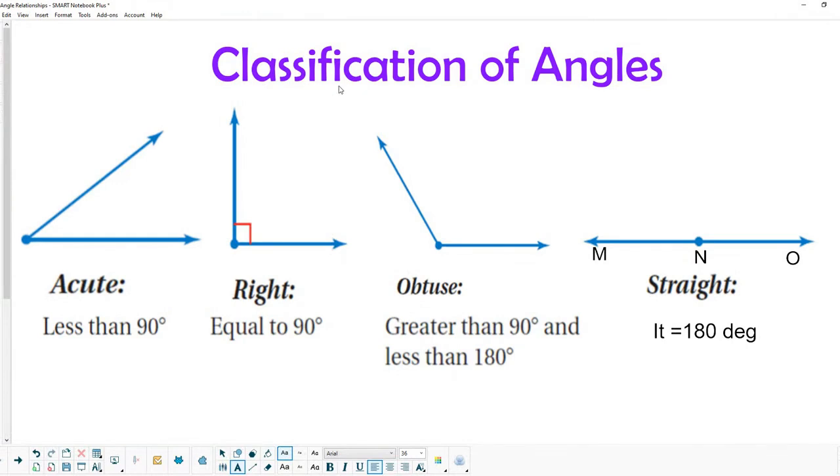So first of all, classification of angles. And some of these you've already seen before, if not all of them. Anyhow, an acute angle is just an angle that measures less than 90 degrees. A right angle is an angle whose measure is exactly 90 degrees. An obtuse angle is an angle that is bigger than 90 degrees but less than 180 degrees. And then finally, a straight angle is just a straight line which represents a 180-degree angle. So keep that in mind.